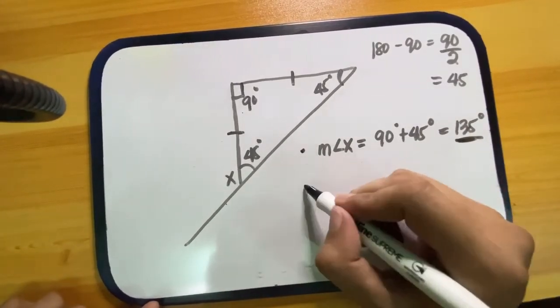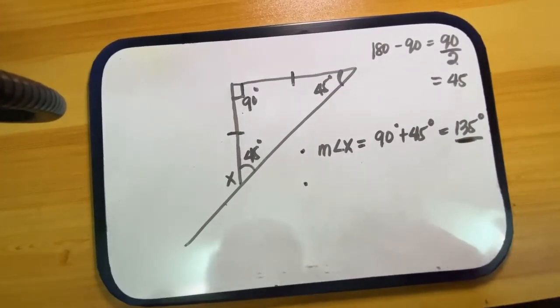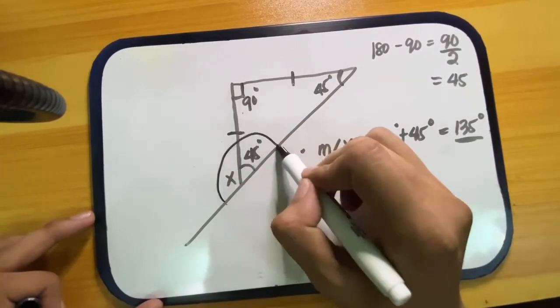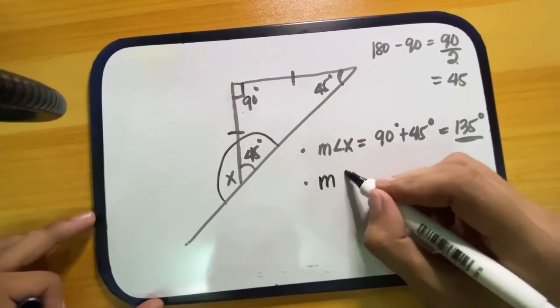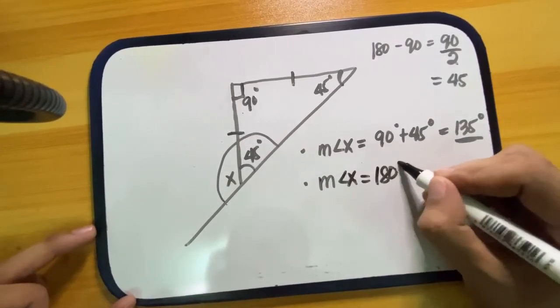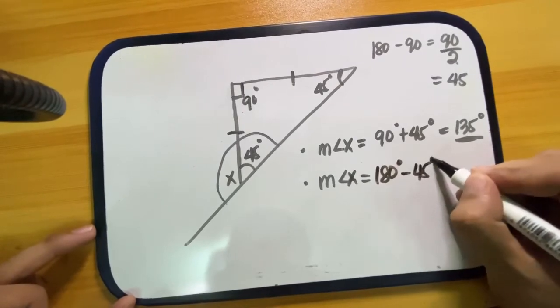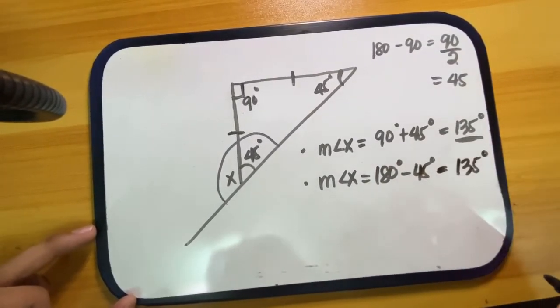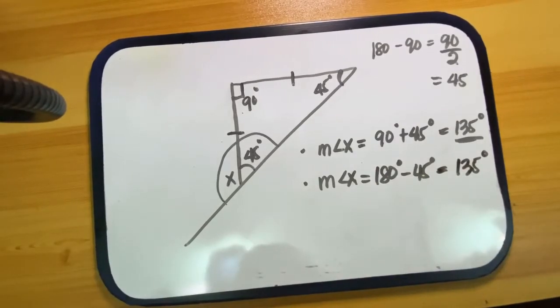Or you can have another process, okay? You can have this one. Since we can form 180 here, the measurement of angle x is just 180 degrees minus 45 degrees. That is still 135 degrees. So that's the answer.